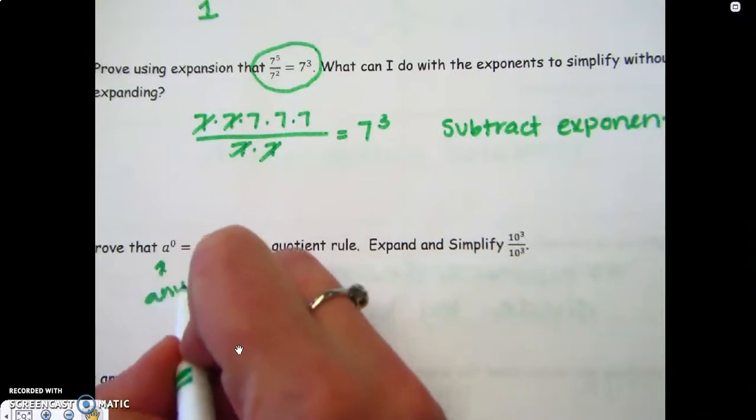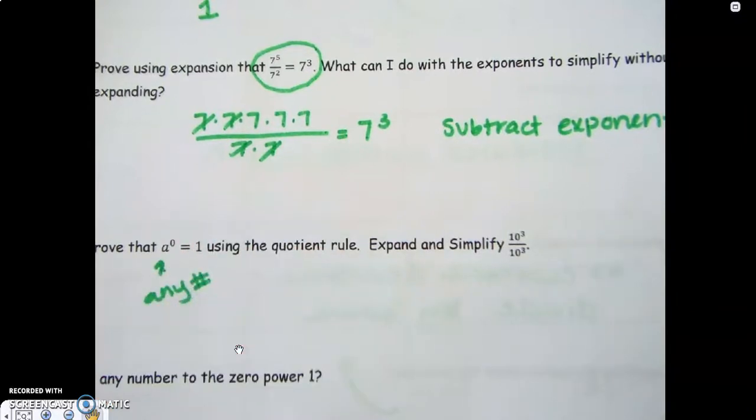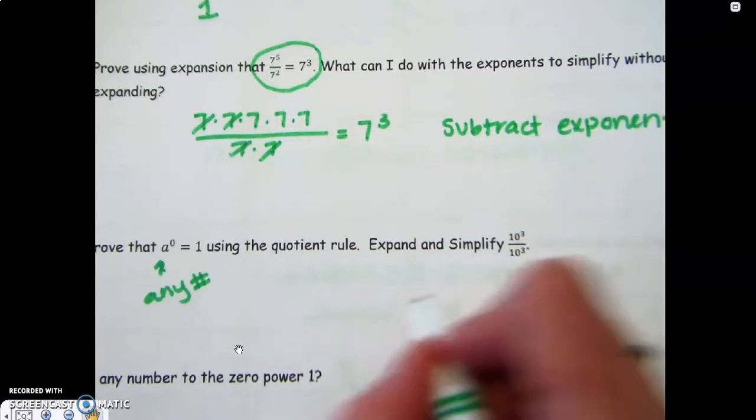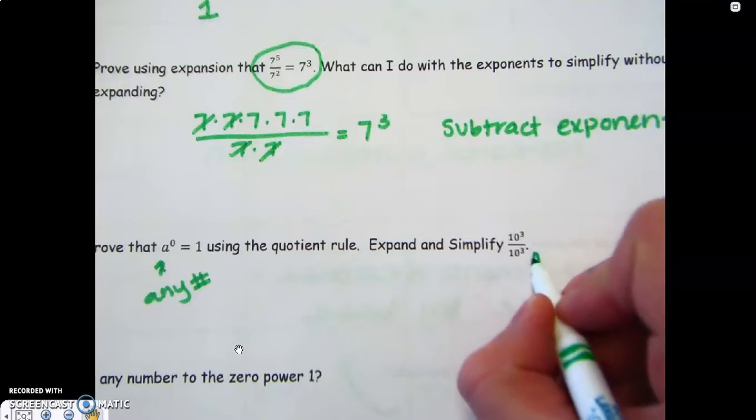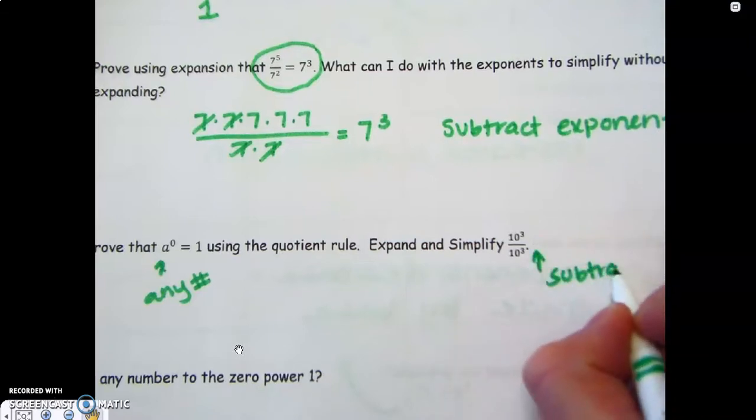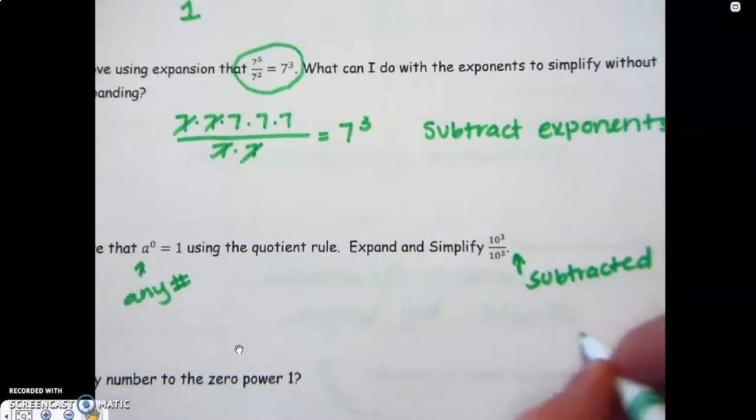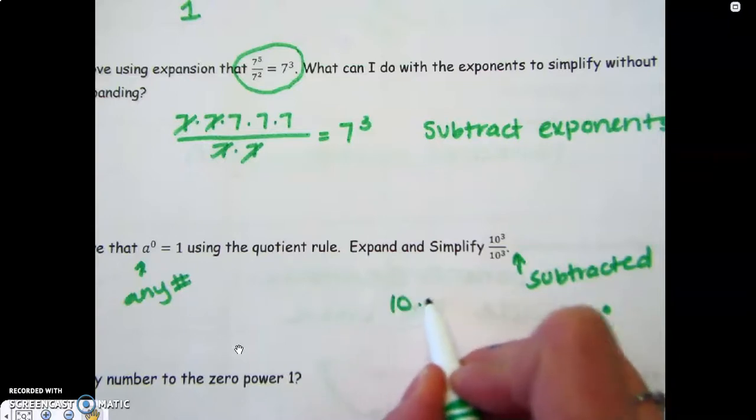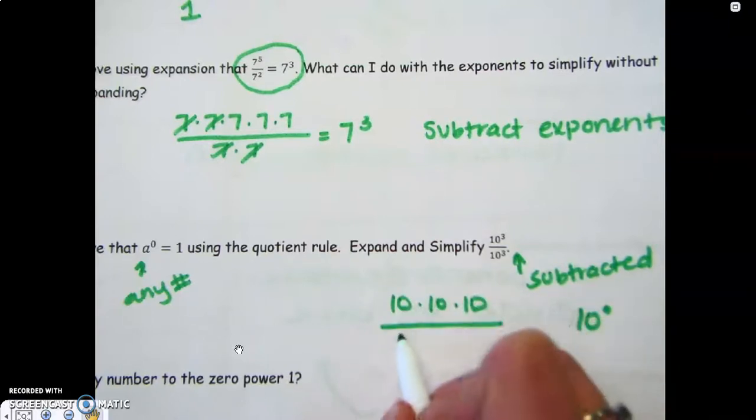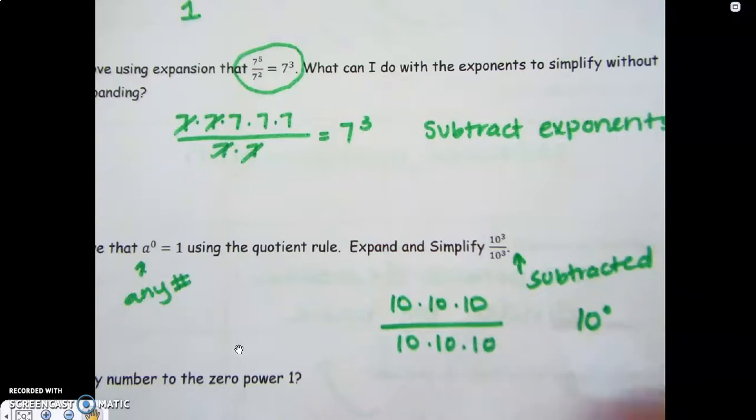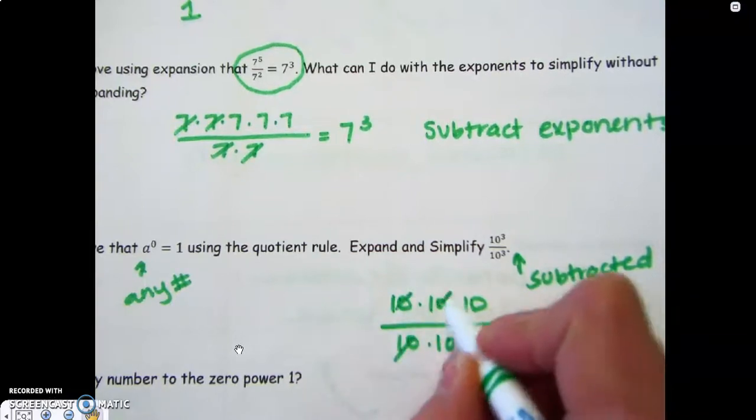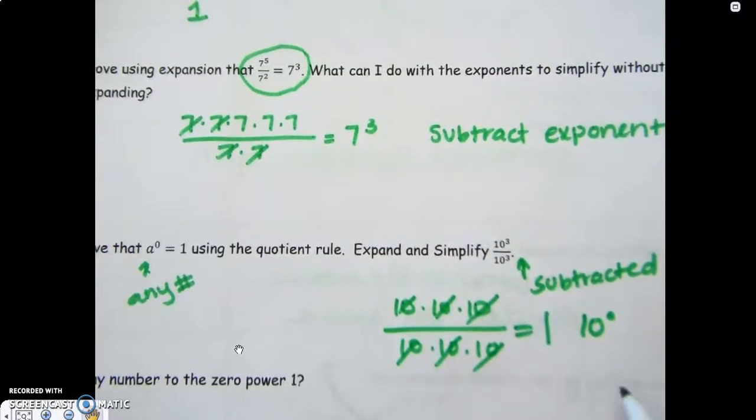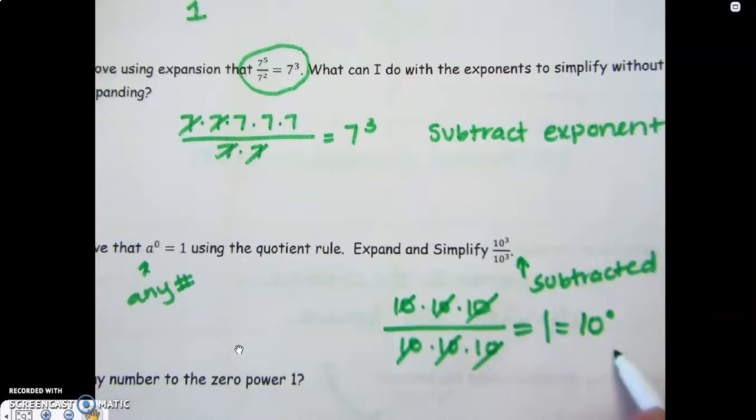any number, is equal to 1 using the quotient rule. So let's expand and simplify 10 to the 3rd over 10 to the 3rd. If we subtracted these exponents and took the shortcut, we would get 10 to the 0, right? And if I expand them out, if you look, all of these divide out, which means 10 divided by 10 is equal to 1. But we also said this is equal to 10 to the 0.